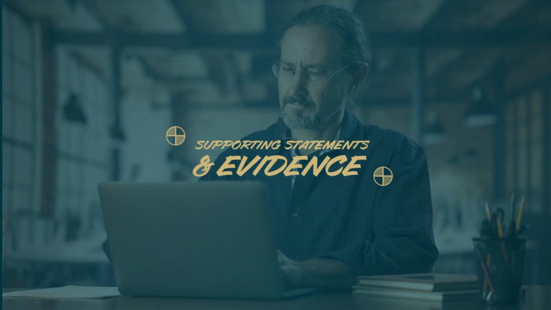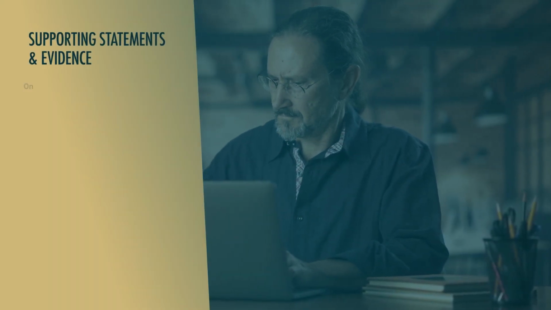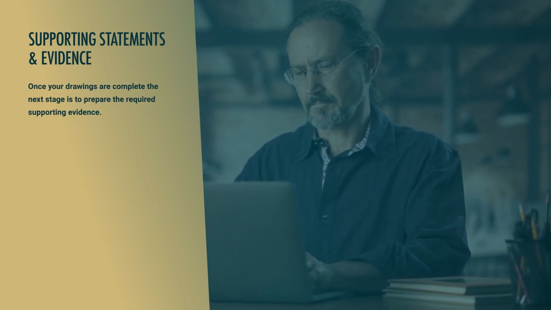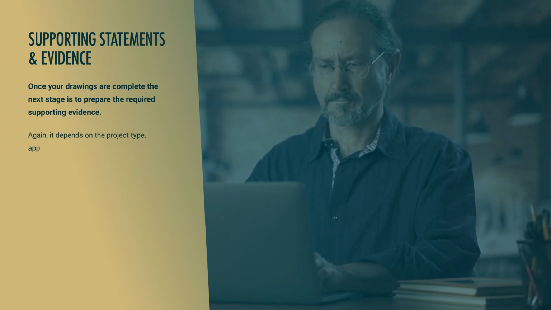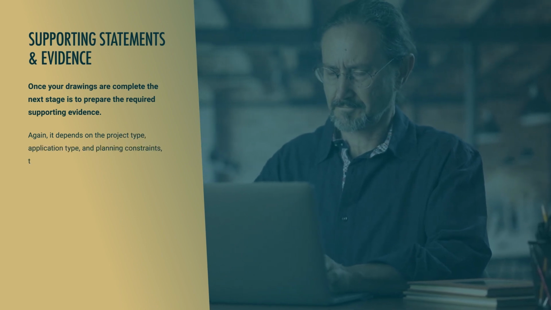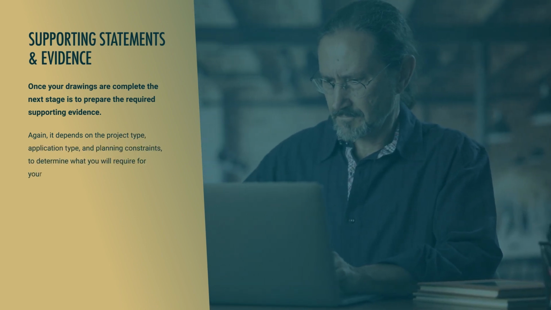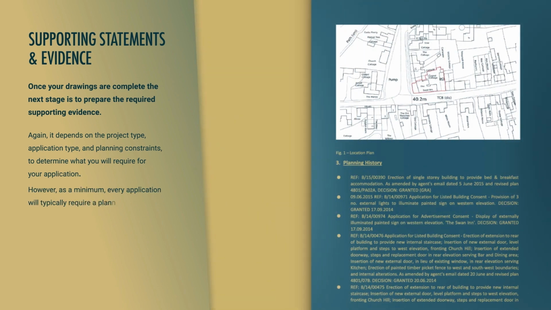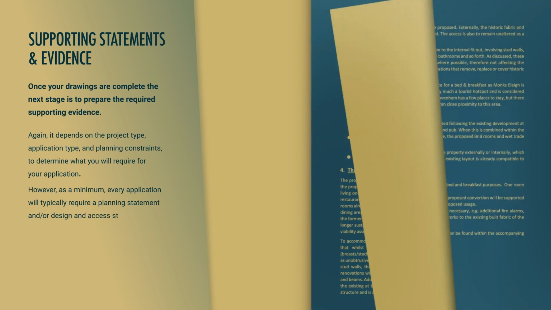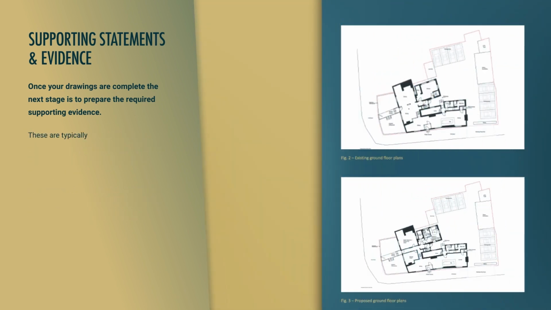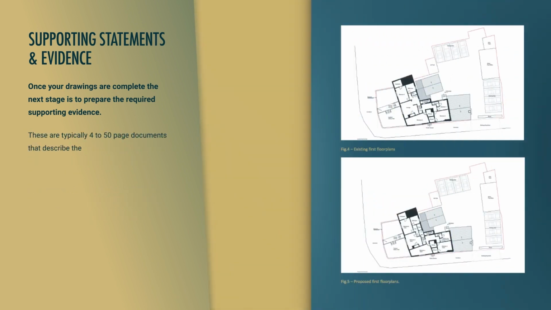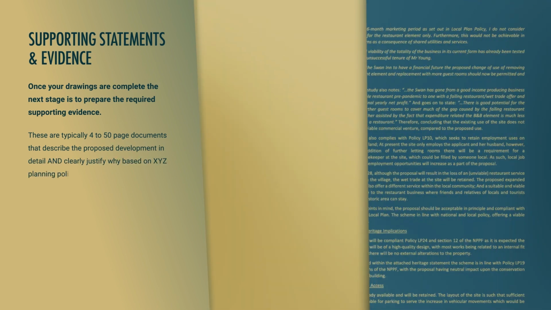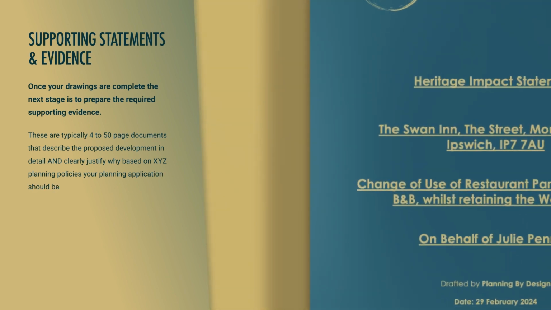Supporting evidence. Once your drawings are complete, the next stage is to prepare the required supporting evidence. Again, it depends on the project type, application type, and planning constraints to determine what you will require for your application. However, as a minimum, every application will typically require a planning statement and/or design and access statement. These are typically 4 to 50-page documents that describe the proposed development in detail and clearly justify why, based on XYZ planning policies, your planning application should be approved.